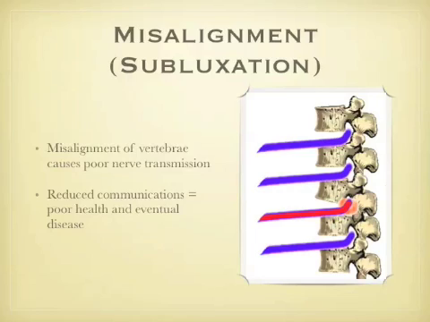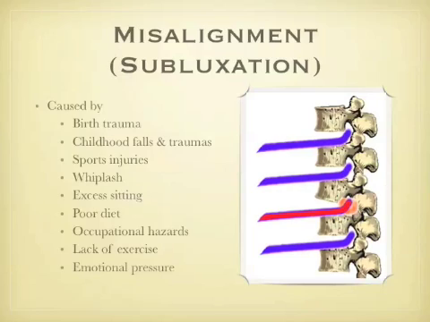So, if you've got poor communication going on in the nerve, you're going to have less than 100% of the information flow between the brain and the organ, and as a result, the organ cannot function at 100%. Now, these misalignments are very common and are really epidemic in society, although they're unrecognized medically. But this is what chiropractic is all about. These can be caused by birth traumas, childhood falls and traumas, sports injuries, whiplash, too much sitting, poor diet, occupational hazards, lack of exercise, and emotional stress.